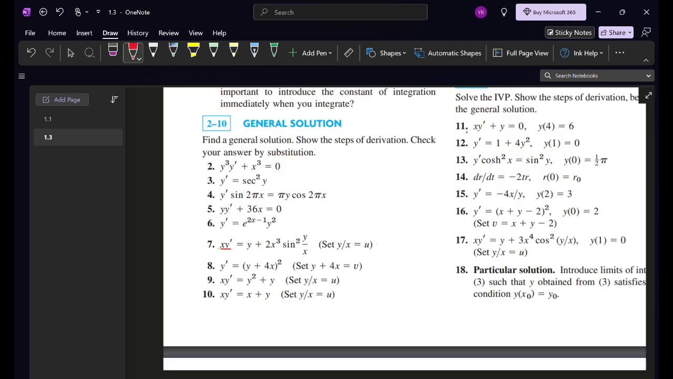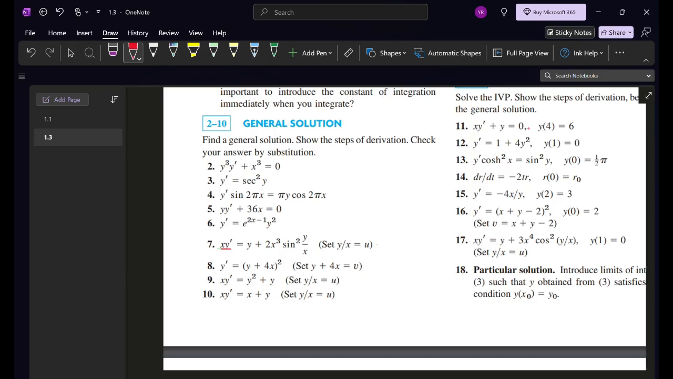We will not be doing it in the question number 11, because as you can see there is 0 on the other side and we can easily separate the variables over here. So it is not a requirement to take y by x is equal to u in here. But in question number 17, as you can see, we are again given x into y dash is equal to something, and this cannot be solved by variable separable or any other method as of now. So we are going to take y by x is equal to u.